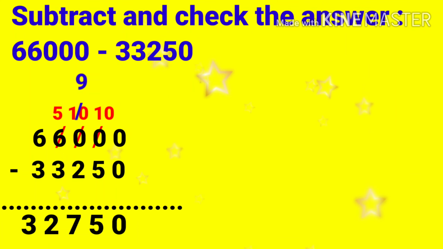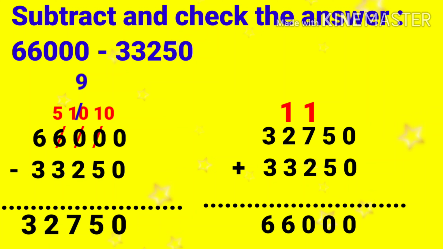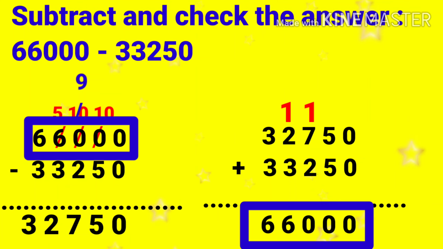So for that we have to write the first answer and the smaller number. This we have to add and check whether the answer is greater number or not. So 0 plus 0 is 0, 5 plus 5 is 10, 0, 1 carry, 7 plus 2, 9, 9 plus 1, 10, 0, 1 carry, 1 plus 2 is 3, 3 plus 3 is 6, and 3 and 3 is 6. So 66,000 is the answer. Hence we get the greater number, so our answer is correct.